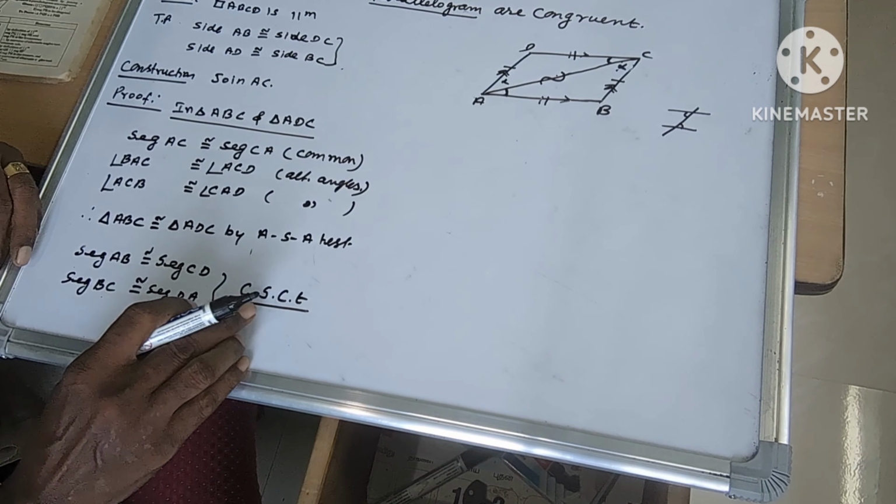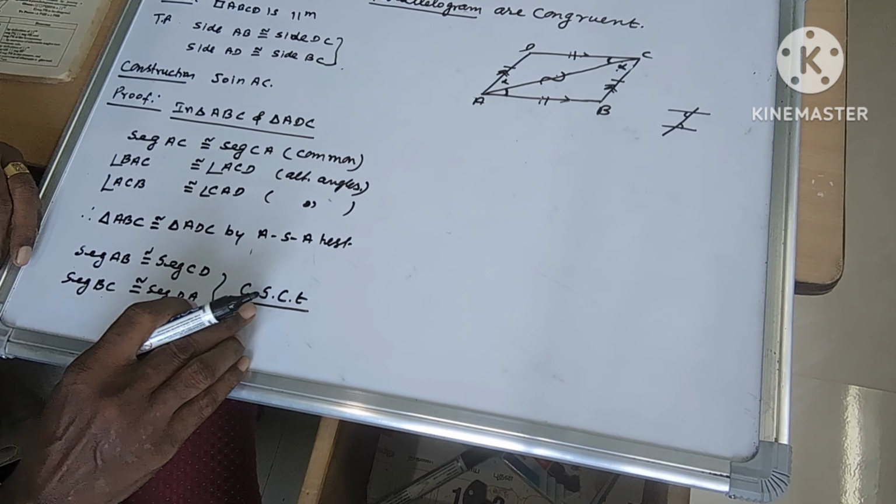The diagonal AC is congruent to diagonal CA; this is common for these two triangles. And these angles are congruent because these two lines are parallel. In the same way, the other pair of angles are congruent because those two lines are also parallel. These are alternate angles. So by the angle side angle test, these two triangles are congruent, and the remaining parts are congruent, as corresponding sides of congruent triangles.